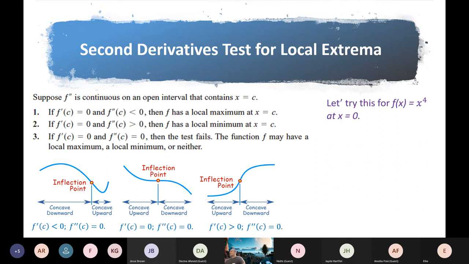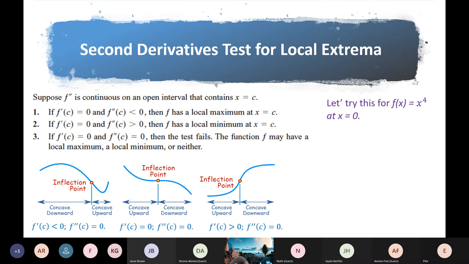So let's take an example. Let's say the function is x to the power of 4, and let's calculate the first derivative and the second derivative at the point x equal to 0. What's the first derivative of this function using the power rule? It's equal to 4 times x to the power of 3. Then you take 0 in that, 4 times 0 to the power of 3, so the first derivative is 0. So at x equal to 0, this is a stationary point because the tangent line is flat.